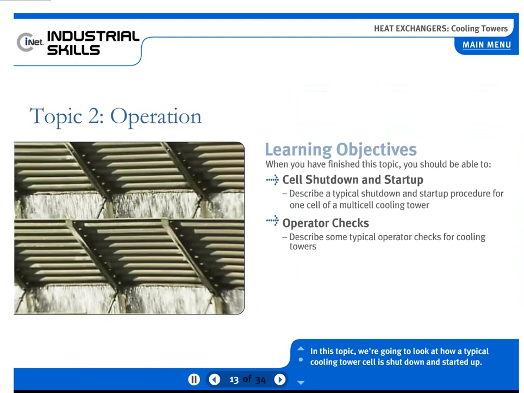In this topic, we're going to look at how a typical cooling tower cell is shut down and started up. We'll also look at some of the checks that operators commonly perform on a cooling tower. These are the learning objectives for this topic. When you have finished reviewing the objectives, select Continue.